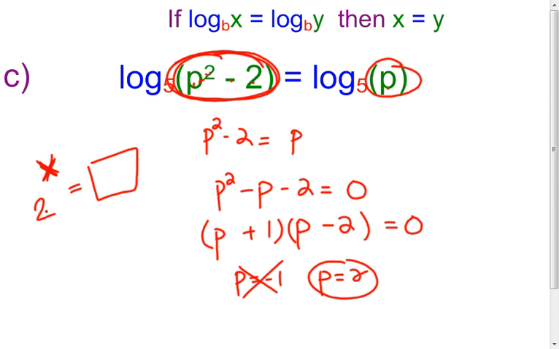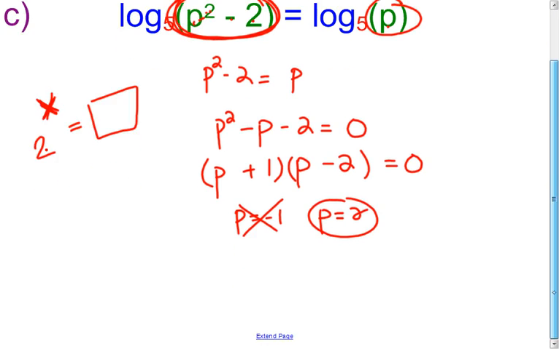Okay? And because of that, and you think about how logs are opposite of exponentials, that is why this part right here cannot be negative. It cannot be negative. So just think about that. So 2 is the only answer on this particular one.